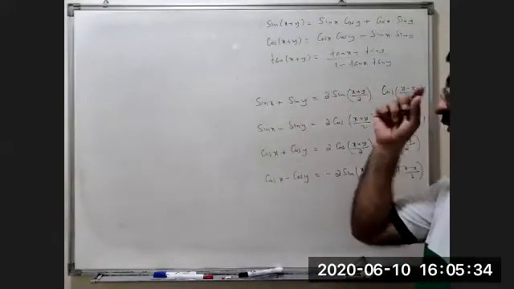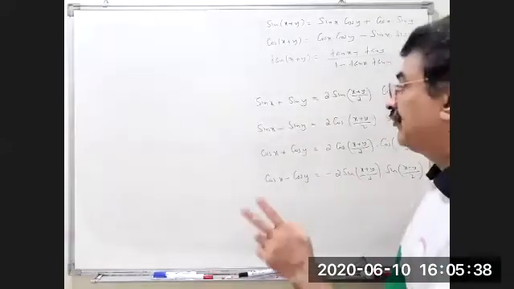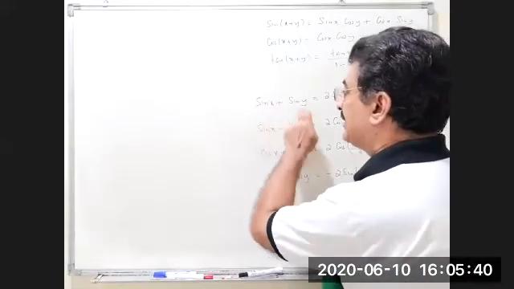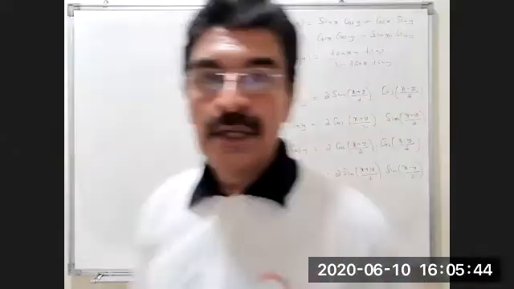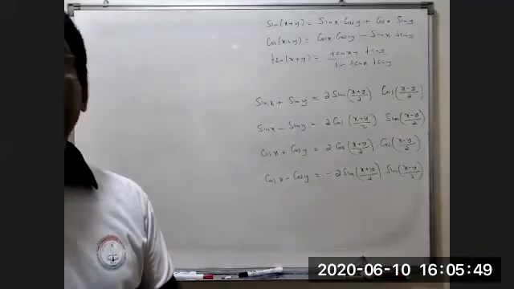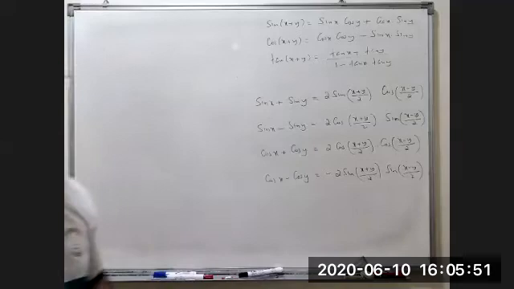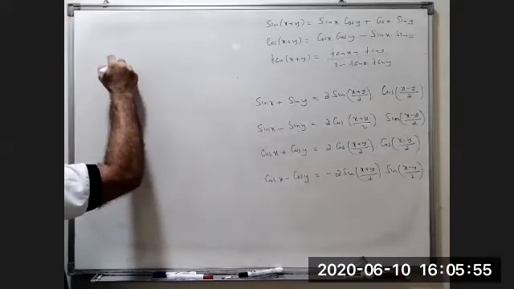Sin x plus sin y, sin x minus sin y. See, this is a product. This is called product formula. Product formula means how to write a sum of two functions as a product of two functions. The sum of two functions we wrote as sin x plus sin y. One of you asked, what is the difference between sin x plus sin y and sin(x plus y)? How is it different?